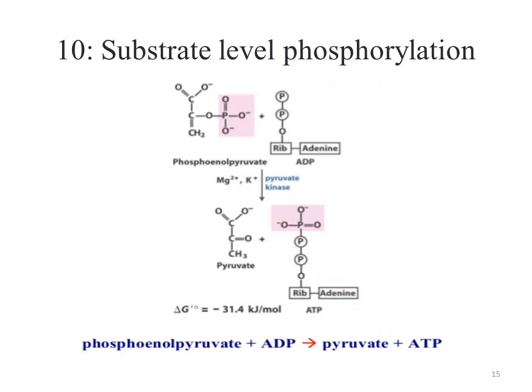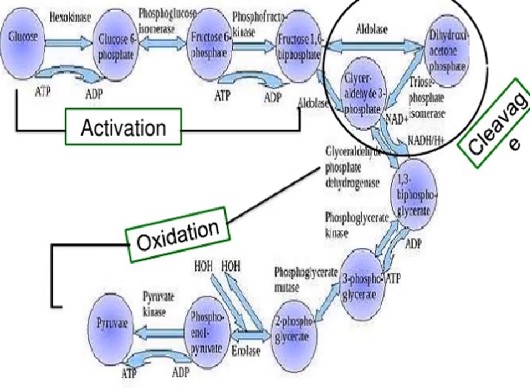So in total, in the whole of glycolysis, 2 ATPs are utilized and 4 are produced. If we want to find the net gain, then 4 minus 2 is equal to 2. It means 2 ATPs are the net gain of the process of glycolysis in both types of respiration, that is aerobic respiration and anaerobic respiration.